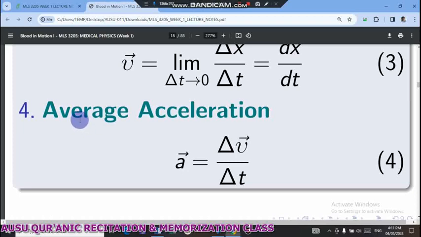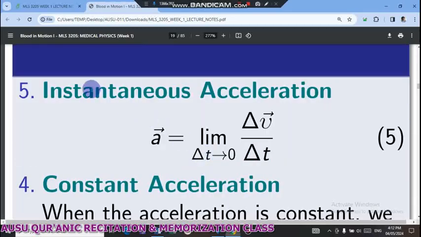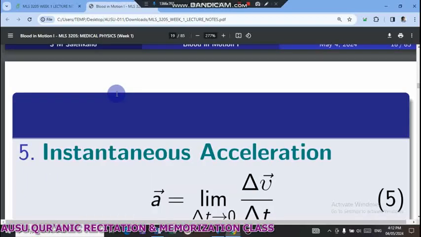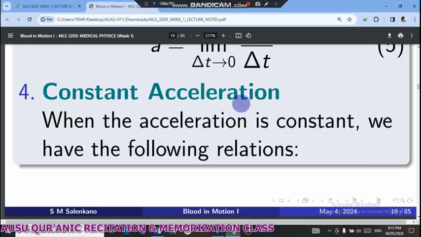Then identically, we also have average acceleration. Average acceleration is the change in velocity divided by the time taken to produce this change. When you do that, you get the average acceleration. We also have instantaneous acceleration. Instantaneous acceleration is the limiting value of the average acceleration as delta t tends to 0. And then we have constant acceleration.